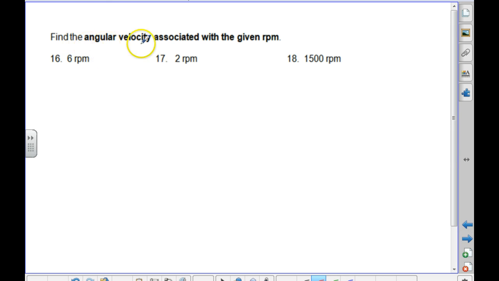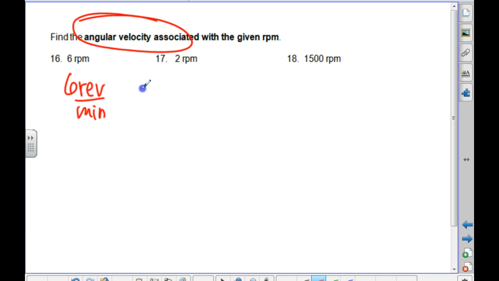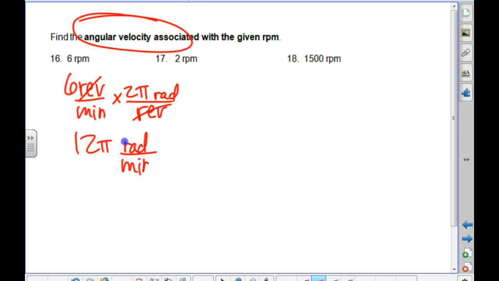And for 16, 17, and 18, how do you change revolutions per minute to an angular velocity? Times it by 2 pi. Yep, you just multiply by 2 pi radians per revolution so that you end up with 12 pi radians per minute, and I don't care if you just leave it like that for that question. We do it for all of them, just multiply by 2 pi.